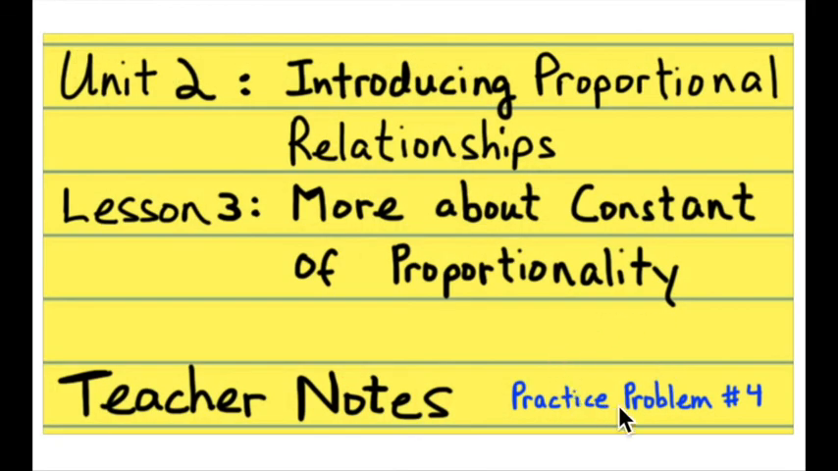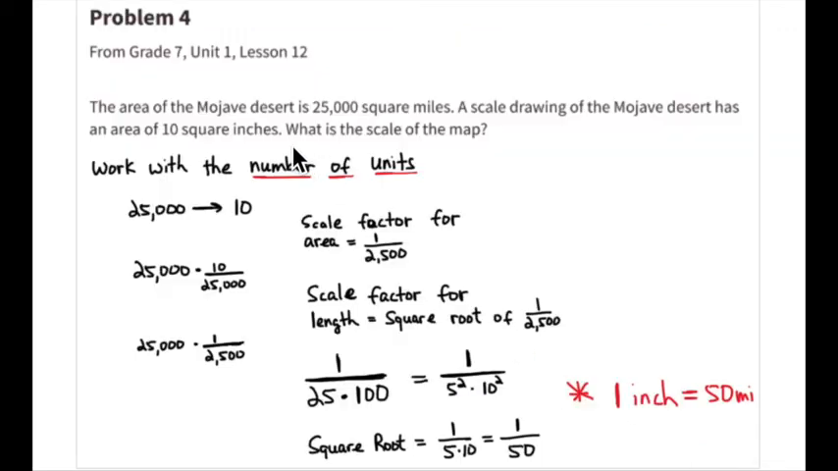This is practice problem number 4. In practice problem number 4, the area of the Mojave Desert is 25,000 square miles. On a map, a scale drawing of the Mojave Desert has an area of 10 square inches. So what is the scale on the map? So you're going from 25,000 to 10. What's that scale factor? How do you go from 25,000 to 10?